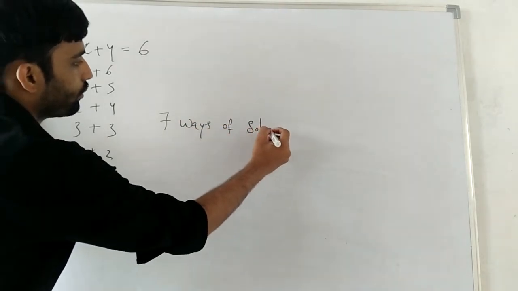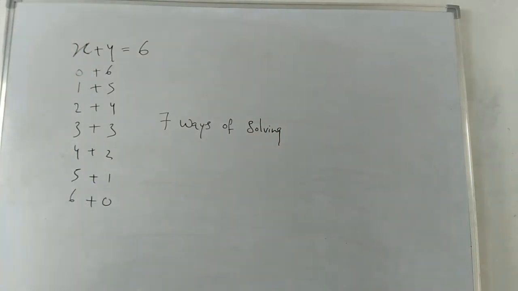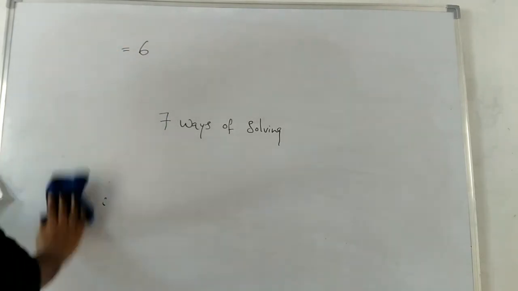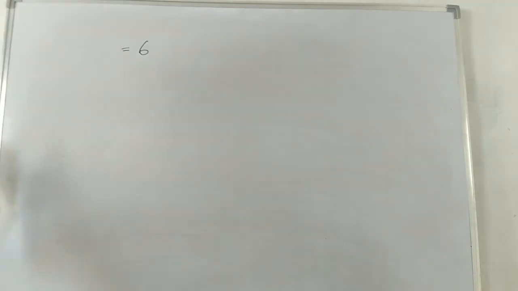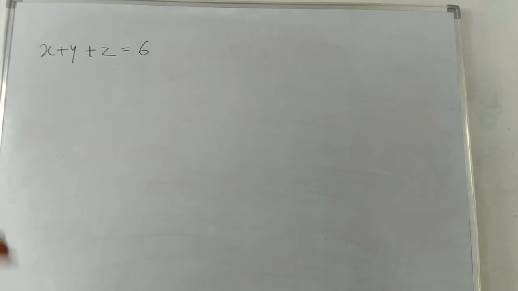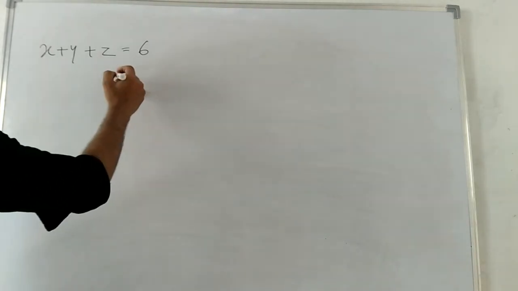of solving this equation. But this method can't work when we have a large number of elements, or the sum is very large. If the question is given in this way, x plus y plus z, we cannot use the previous method because it will be very tedious and very long. So we can use the non-negative integral method.